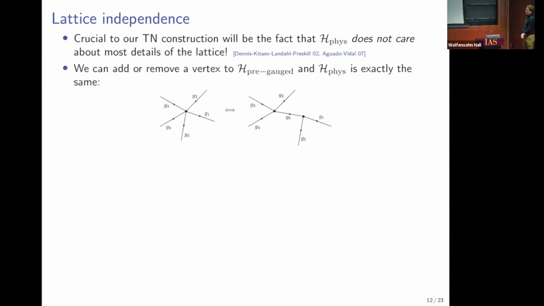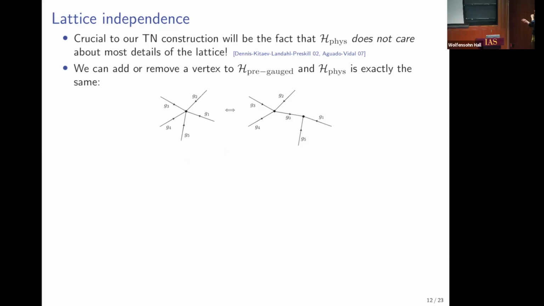In particular, there's two things we can do to deform the lattice that don't change the physical Hilbert space at all. So we can add or remove a vertex to the pre-gauged Hilbert space, and H physical is exactly the same. So what I mean is, let's say we had a part of the lattice that looked like this. So it's maybe like five links coming into some vertex.